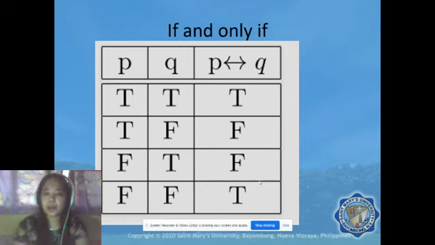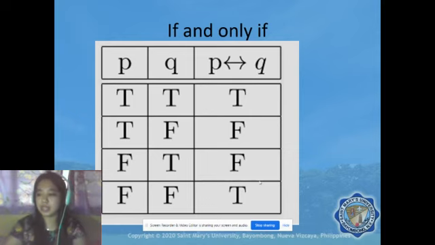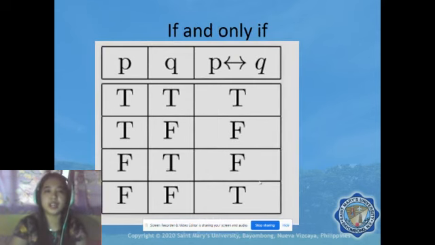And then for implication, it is only false if the first proposition is true and the second proposition is false. So T implies F, or if P then Q, is false. And for the last one, the biconditional or double implication, if it's both true and both false, then that's the time that it is true.